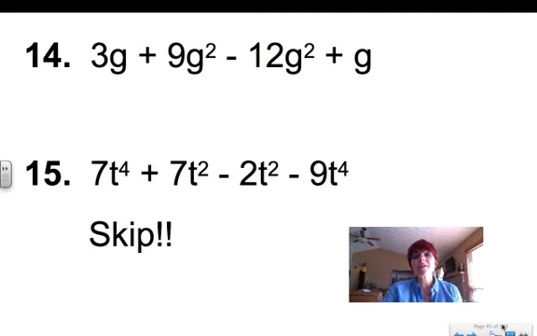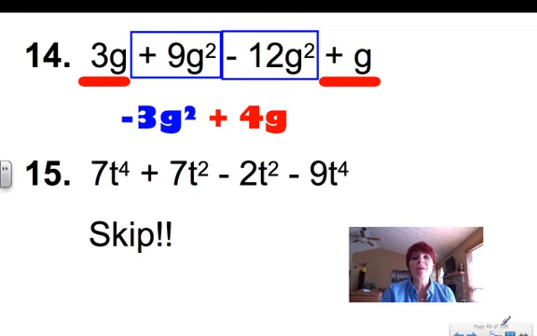Number 14, this one's a little bit different only because there's exponents on the variable. First you would start out with the variable that has the same exponents. Always start with the highest exponent first. So I'm going to start with the g squared. We've got positive 9g squared minus 12g squared. 9 minus 12 is negative 3, so it would be negative 3g squared.